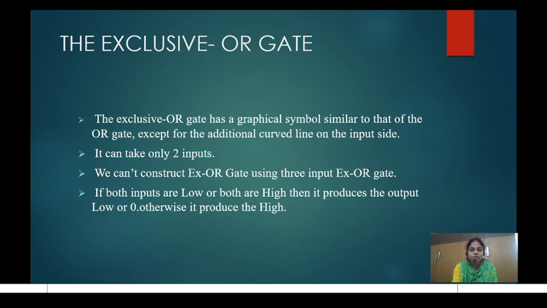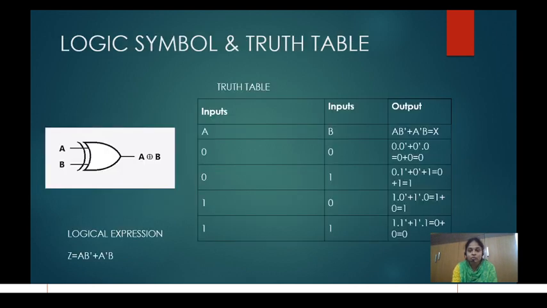XOR gate. The XOR gate has a graphical symbol similar to the OR gate, except for 2 additional curved lines. It can take only 2 inputs. We cannot construct an XOR gate using a 3 input XOR gate. If both the inputs are low, or both are high, then it produces the output as low or 0. In the remaining cases, the output will be high. Here you can see a 2 input XOR gate logical symbol, and this can be represented with this symbol, A XOR B. 0 0, the output will be 0.